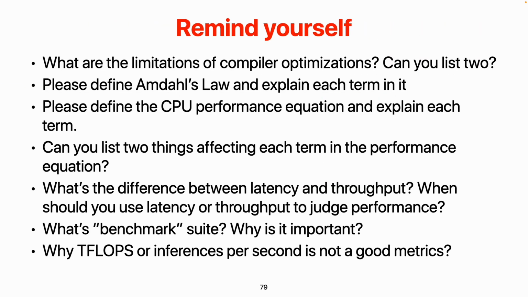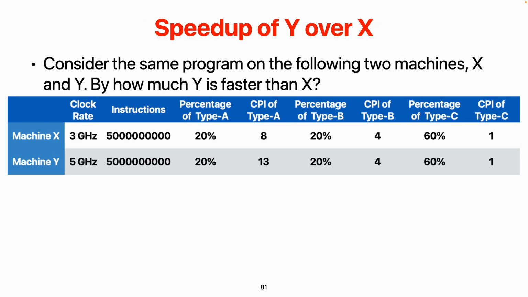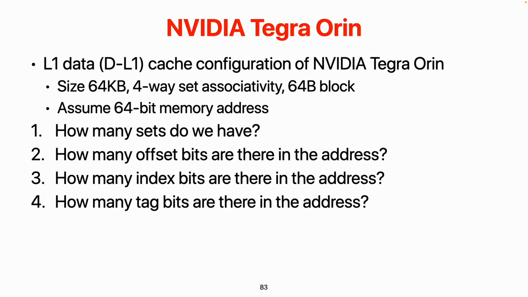And remind yourself, what is Amdahl's law? What's the limitation of compiler optimization? What's the CPU performance equation? What's the difference between latency and throughput? And why TFLOPS is not a good metric. Free answer questions, right? Like the performance equation. This is a big part, so definitely we would have them. Speedup, we would definitely ask you to evaluate it. Amdahl's law, right? If I give you a few different options, which one is the best, right?